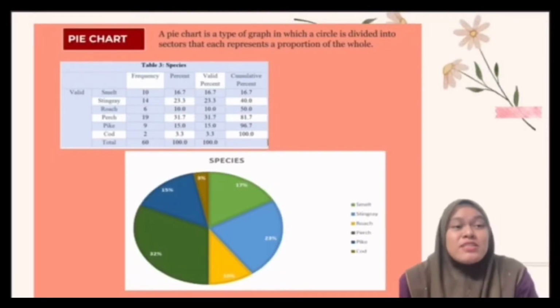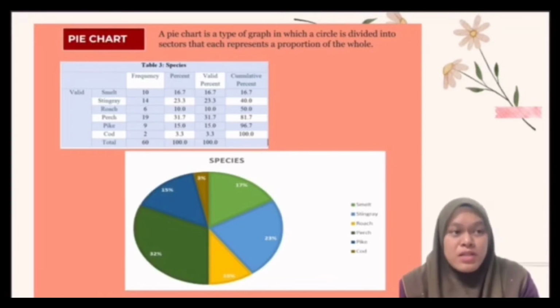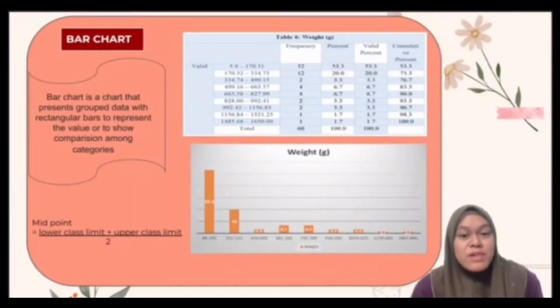A pie chart is a type of graph in which a circle is divided into sectors that each represent a proportion of the whole. The table and the graph show the species of fish, which are smelt, stingray, roach, perch, pike, and cod. The frequency of smelt is 10, stingray 14, roach 6, perch 19, pike 9, and cod 2. The second one is the bar chart.